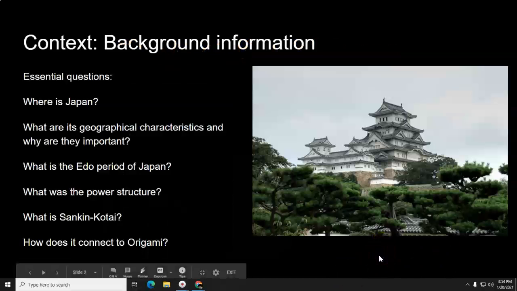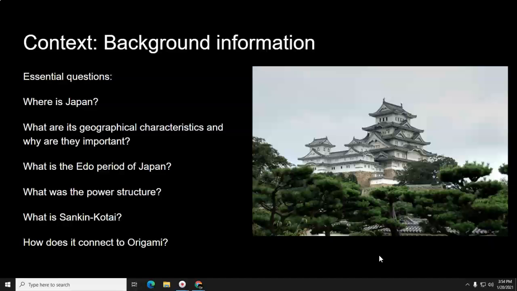So context is background information. And we have some essential questions to look at, like where is Japan and what are its geographical characteristics and why are they important? What is the Edo period of Japan? What was the power structure? What is the Sankin Kotai? And excuse my pronunciations, thank you, how it connects to origami. And what you are looking at here is one of the castles of the Edo period.